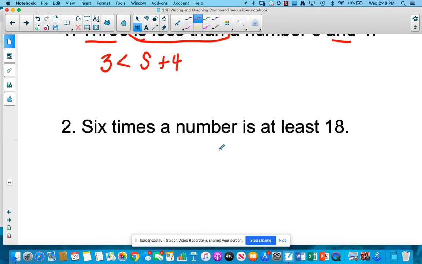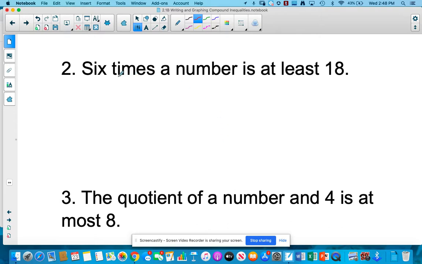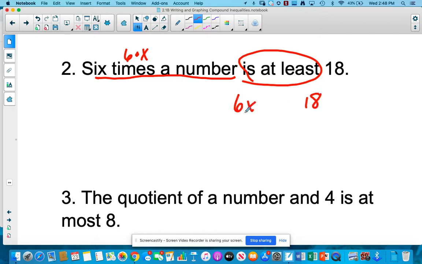Okay, so let's talk about number 2. 6 times a number, meaning we're taking 6 times a number. If we don't know what that number is, let's put an X there. So 6 times a number is at least, so here is your inequality, is at least 18. So we're comparing 6x to 18, meaning is at least 18 means it can be bigger than 18. So greater than or equal to 18, because it could be 18 as well.